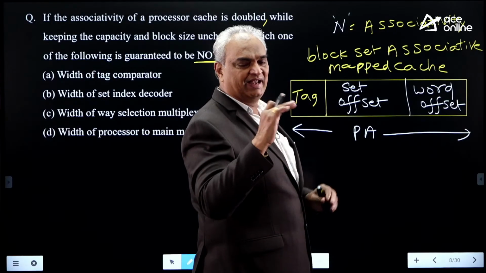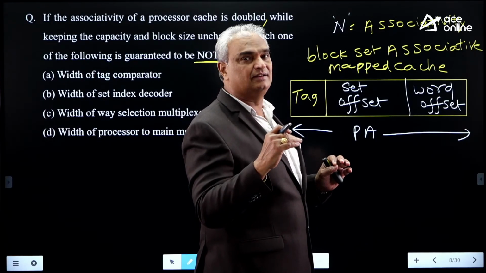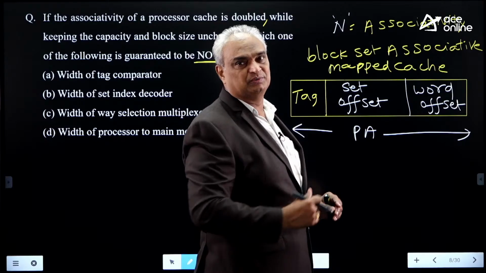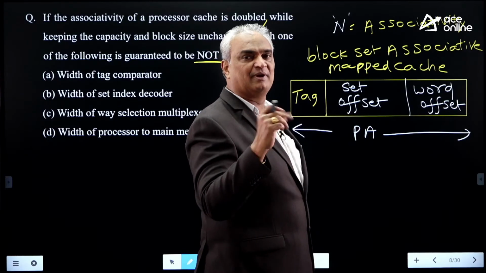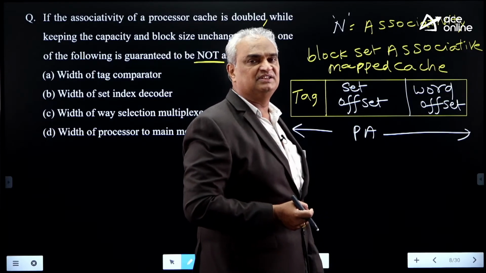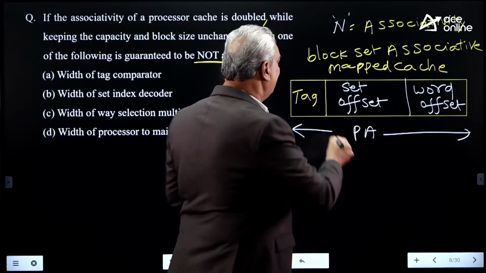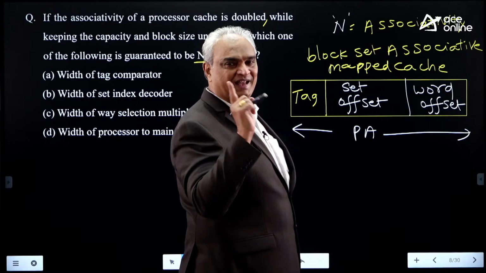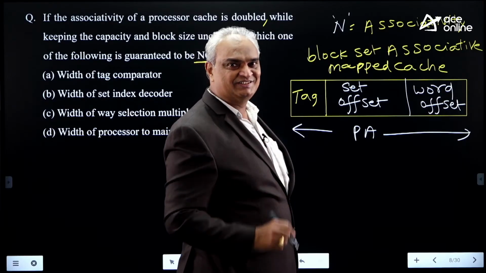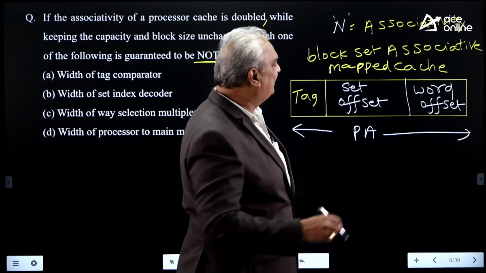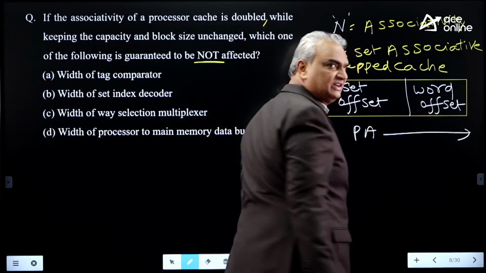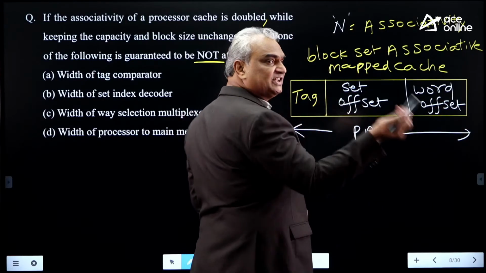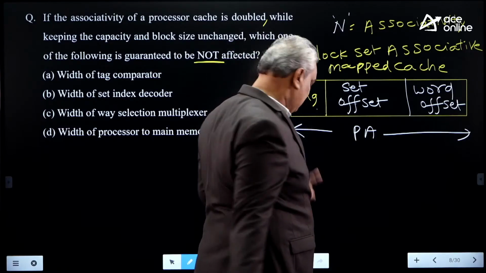Why? When number of sets is reduced, what happens? Number of bits required to select one of the sets also reduced. Then automatically tag field size will be increased. Then tag comparator size also increased. Okay, but there is no change in the word offset field. Only these changes occurred only here and here.